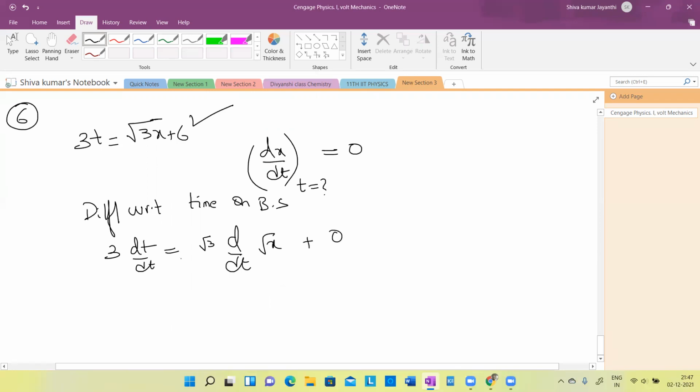So now what is going to happen? 3 is equal to velocity, which is root 3 into the derivative of root x. You know it, right? The derivative of x power half is 1 by 2 x power (1/2 minus 1), that is minus 1/2. So 1 by 2 root x, plus 0. This is what it is.